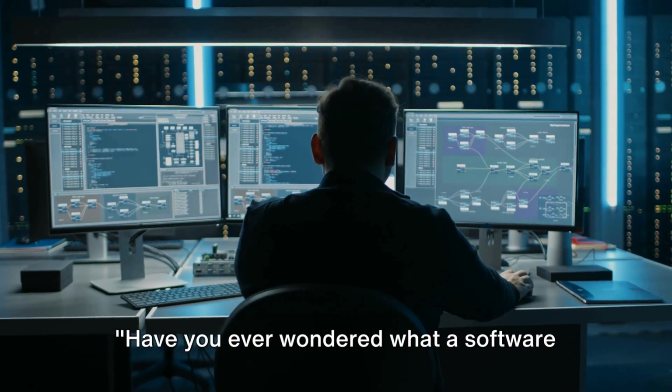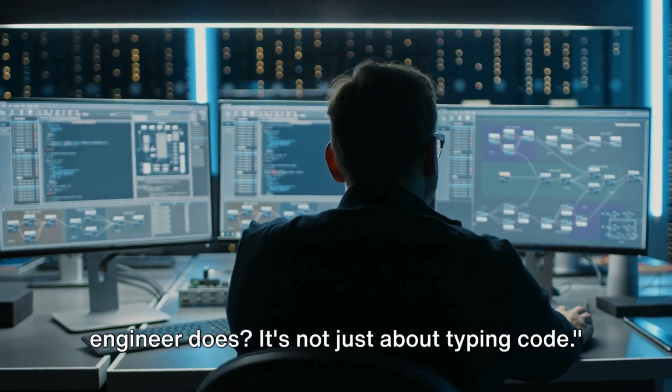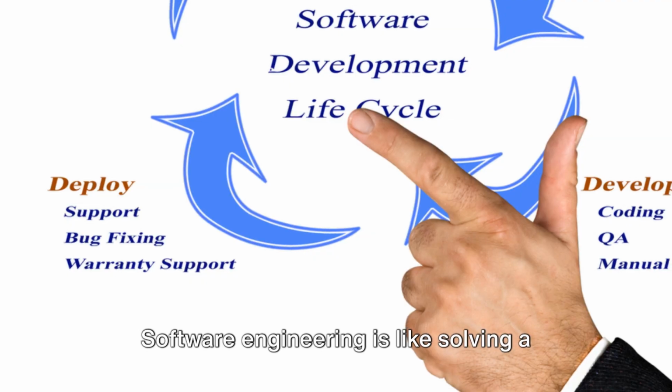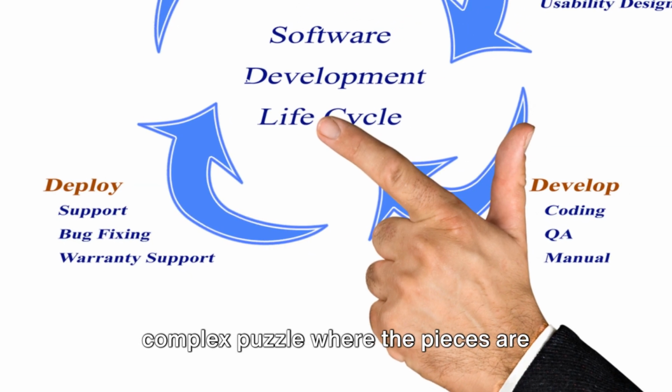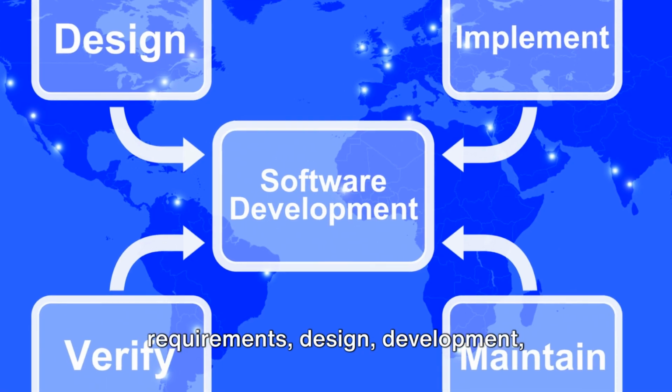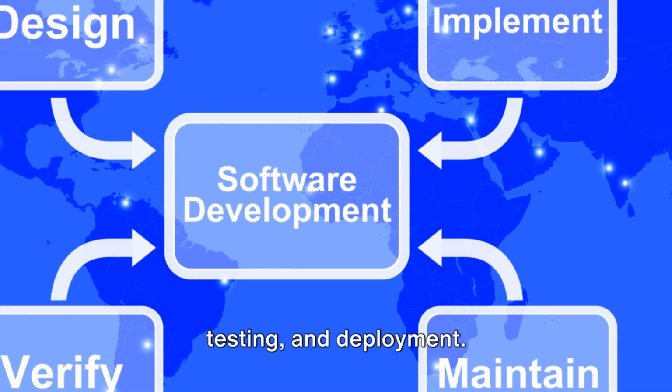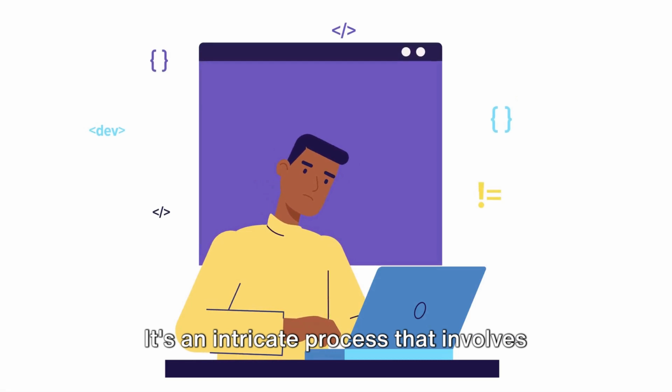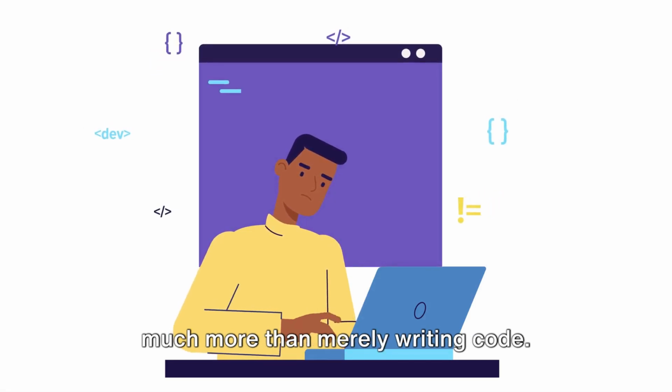Have you ever wondered what a software engineer does? It's not just about typing code. Software engineering is like solving a complex puzzle where the pieces are requirements, design, development, testing, and deployment. It's an intricate process that involves much more than merely writing code.